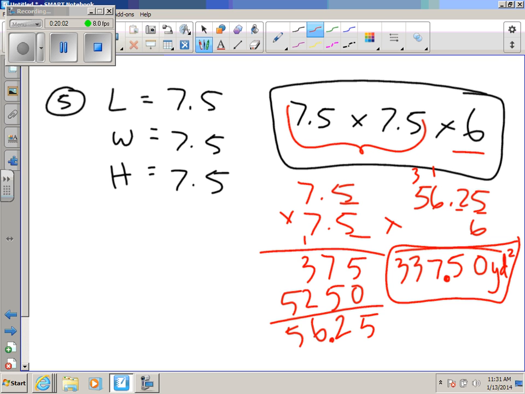Now that was just showing you a shortcut. If you wanted to go ahead and plug those in and use the L times H times 2 plus the L times W times 2, all that, you still would have gotten 337.5. I just wanted to show you a shortcut just because that rectangular prism in this case was a Rubik's Cube, right, because they were all the same.